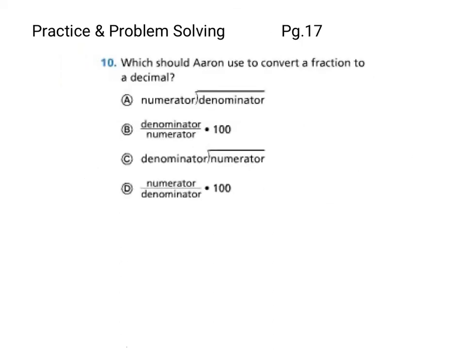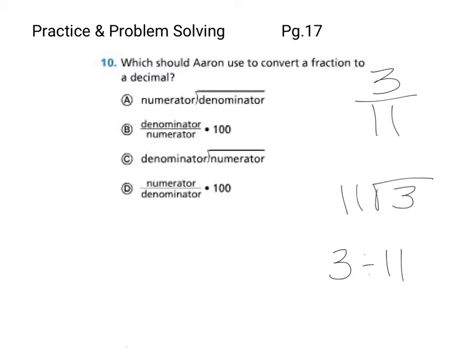Okay, number 10. Which should Aaron use to convert a fraction to a decimal? We have been doing this whole PowerPoint. Anytime that we put these into our calculator or we do our division, what do we do? We divide the numerator by the denominator. So say 3/11. We always divide the numerator by the denominator, or we put it into our calculator as 3 divided by 11. Therefore, we are dividing the numerator by the denominator, which is C.